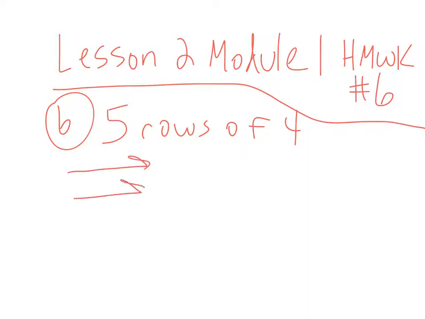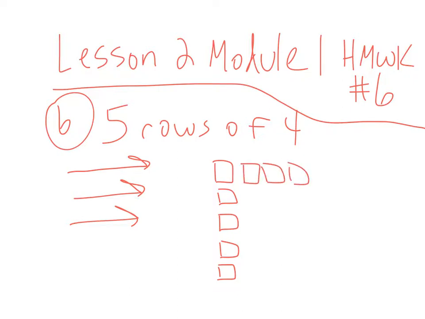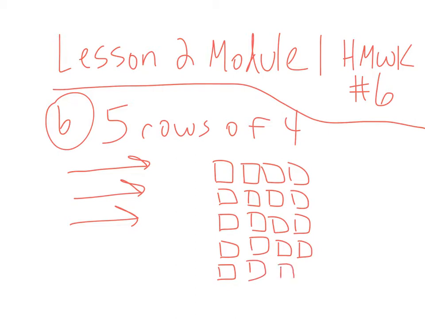These are rows. And so if you have 5 rows, and you have a stamp in each row, there are your 5 rows. And then in each row there are 4. So I have to put 4 stamps in each row. So when I do that, I have 5 rows of 4. 5 rows of 4 is the same thing as 5 times 4.